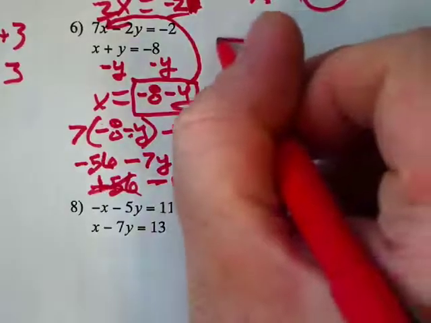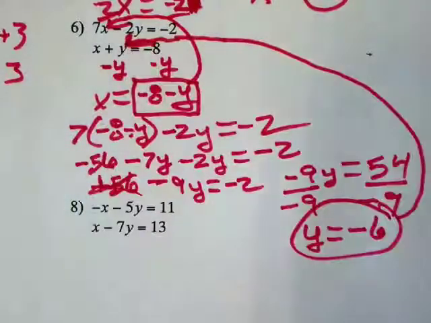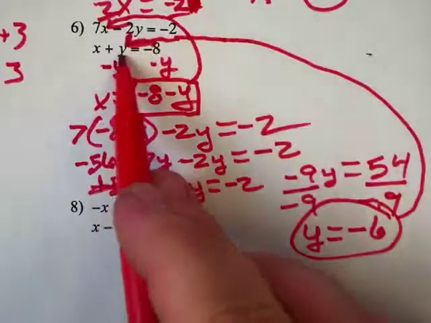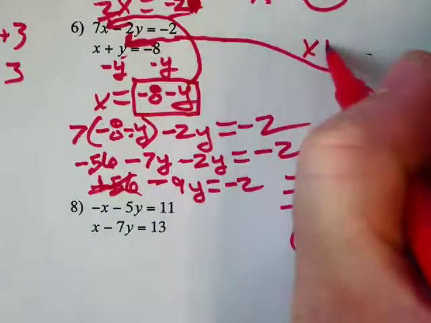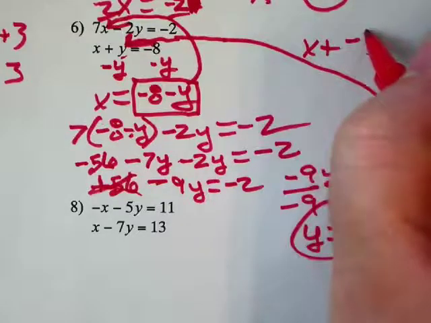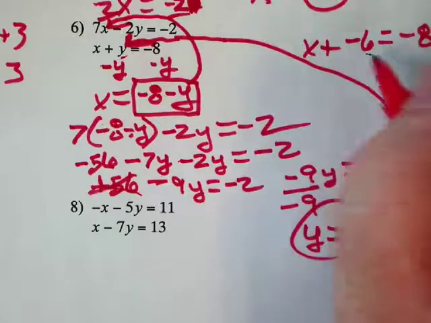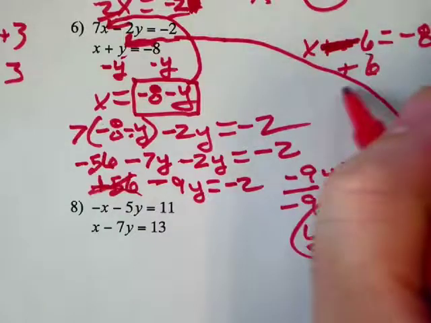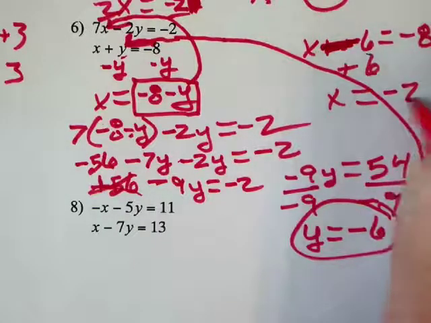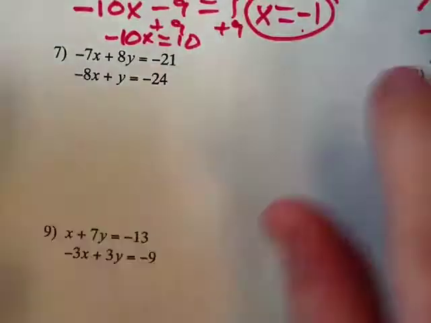Okay, now we have our negative 6. We plug it back in. And I'm just going to plug it in right here. It just seems like a really easy place to plug it in for me. Okay, so with that I say, okay, x plus negative 6 equals negative 8. Okay, well, I'm going to add 6 to both sides because that's the same thing as minus, right? So I'm going to add 6 and I get x equals negative 2. So I have my y and my x. Okay. Number 7.